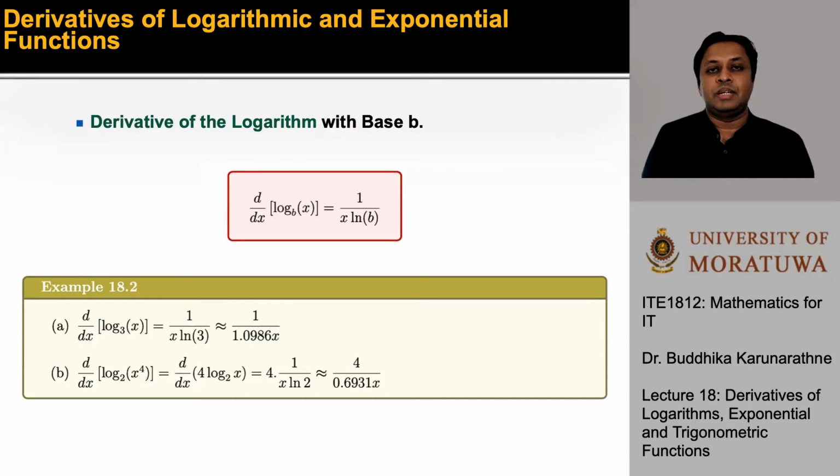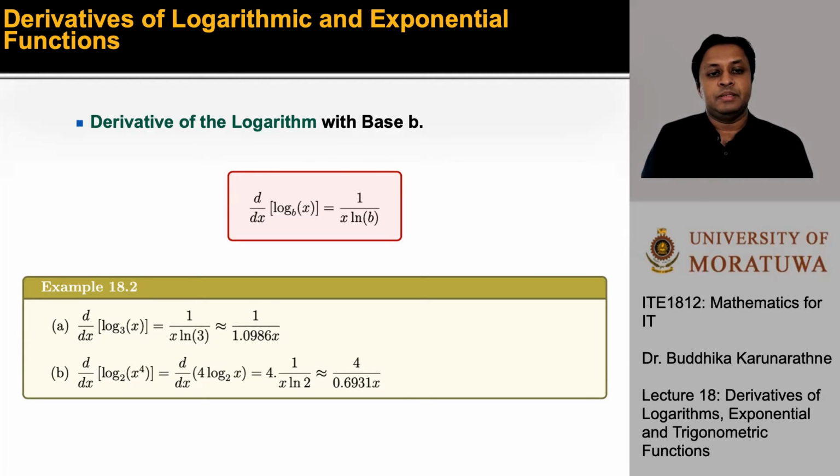Previously we discussed the derivative of the natural logarithm. Now we generalize that to any base. For base b, we define the derivative of the logarithm with base b. So d over dx of log x with base b will be equal to 1 over x times ln b. This is the definition of the derivative of a logarithm with base b.